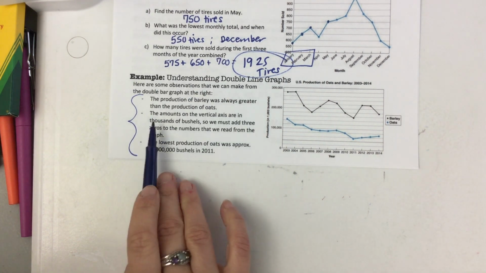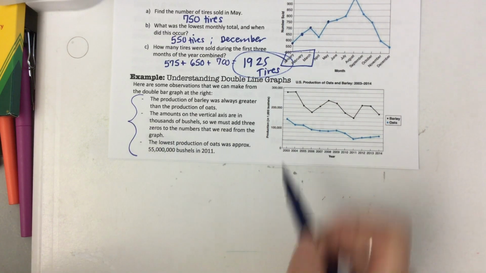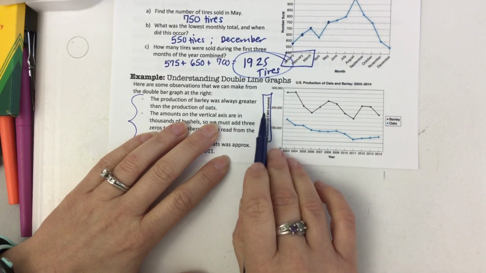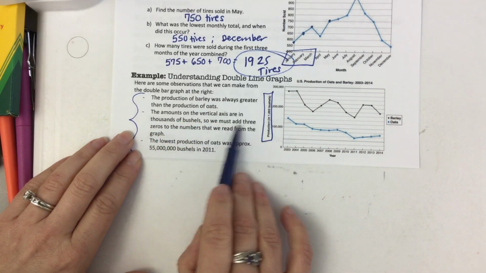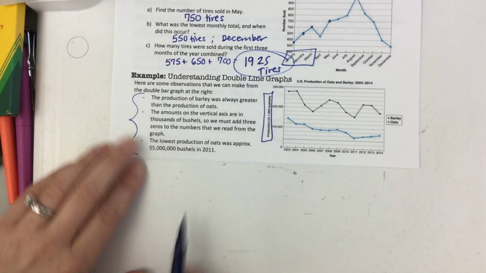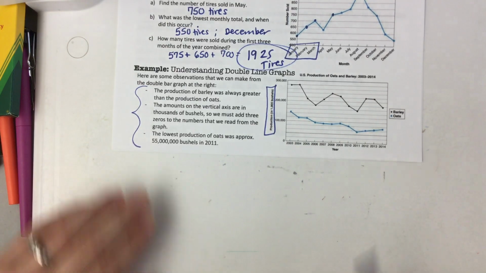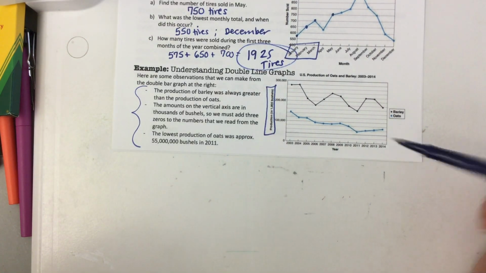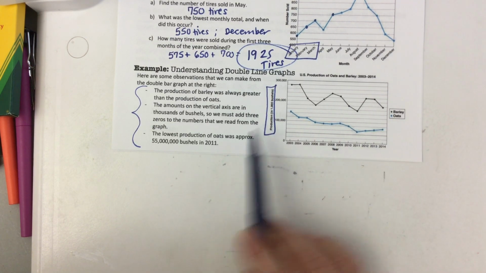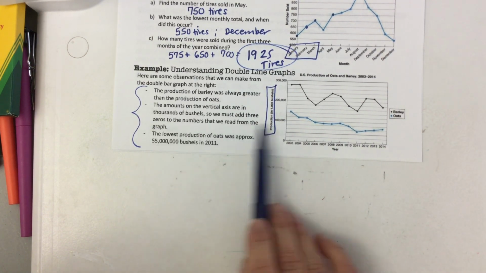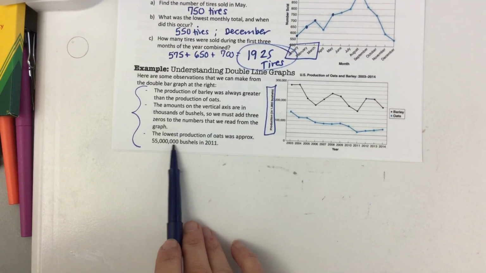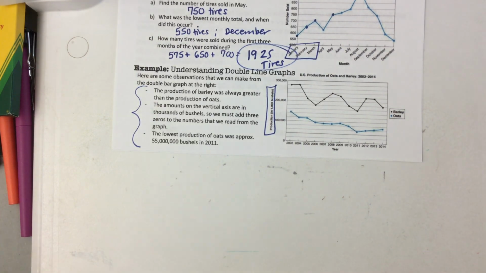of oats. Okay. The amounts on the vertical axis are in thousands. So again, that's one thing you always want to look at is your labels. This is production in thousands of bushels. Because it says thousands, you always have to add 3 zeros to whatever number you're reading from the graph. Okay, another thing that we can figure out just from looking at the graph. The lowest production of oats is right here, and it was in the year 2011. And it was approximately 55, and on here it'd be 55,000, but because it's in thousands, you have to make sure that you add the extra 3, so it'd be 55 million bushels.